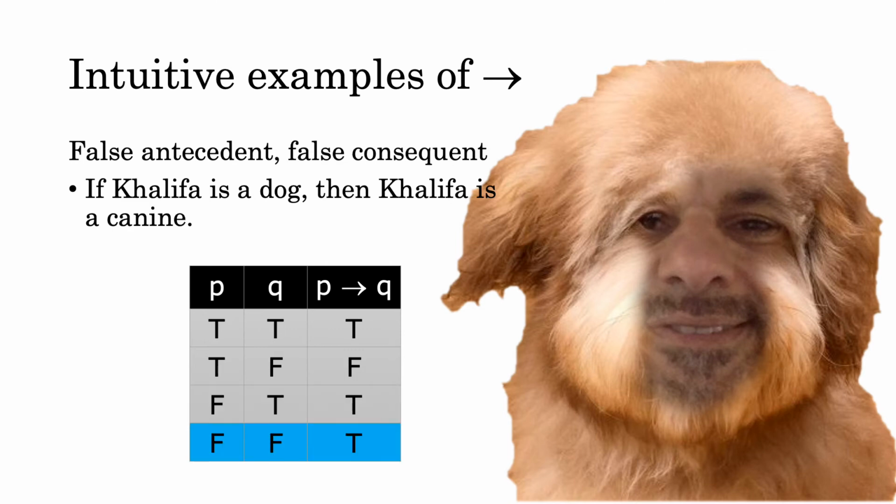We can use a similar example to show why the fourth line on the truth table, where both the antecedent and the consequent are false, is sometimes the right way to interpret a conditional. Consider, for instance, if Khalifa is a dog, then Khalifa is a canine. Now, it's false that I'm a dog, it's false that I'm a canine, but the whole conditional itself is true. If I was a dog, I would be a canine.